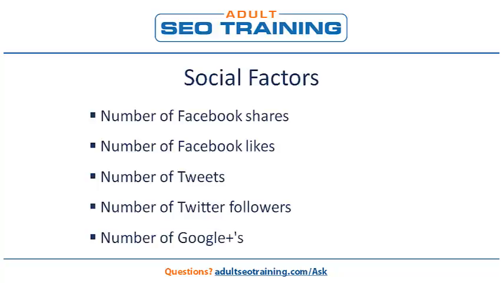All right, so first up we have the number of Facebook shares and the number of Facebook likes, the number of tweets, the number of Twitter followers, and the number of Google Pluses. And I'm sure you're all familiar with these, so I won't go into the details of each, but just keep in mind that Google does look for them and they consider these social signals when determining rank.